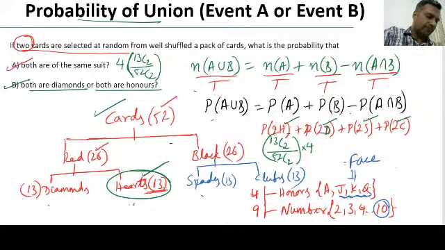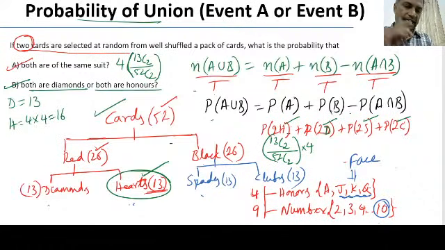First, let's understand that. How many diamonds are there? The number of diamonds is 13. Good. How many honors cards are there? The number of honors cards is 4 into 4, 16 honors cards. Why? Each suit has 4 honors cards, as I told you.